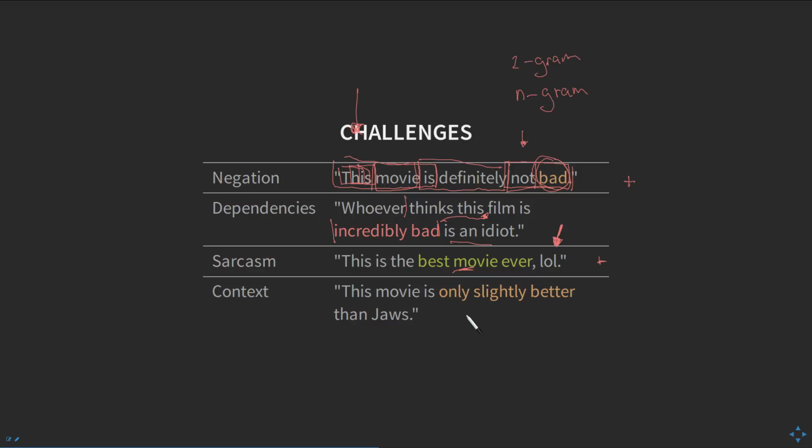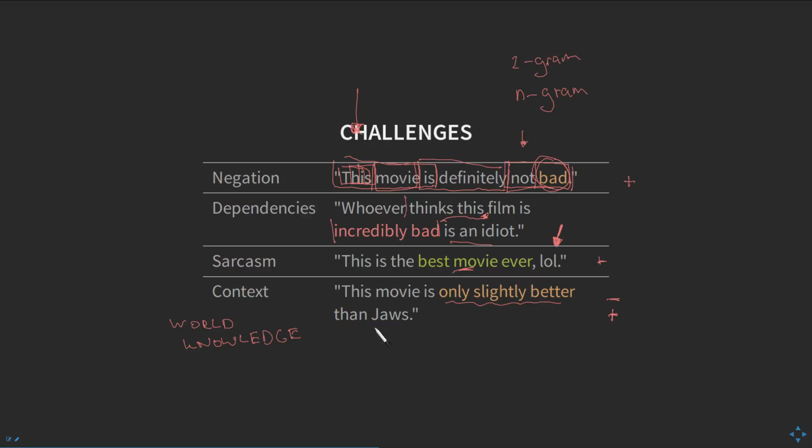And I think the hardest one by far is having context, like actual context or world knowledge. I think it's better described as that. Now this is where, to solve a task, we need to know way more beyond the scope of the task. So for this one specifically, saying that a movie is only slightly better than some other movie can be very negative, but it can also be very positive.